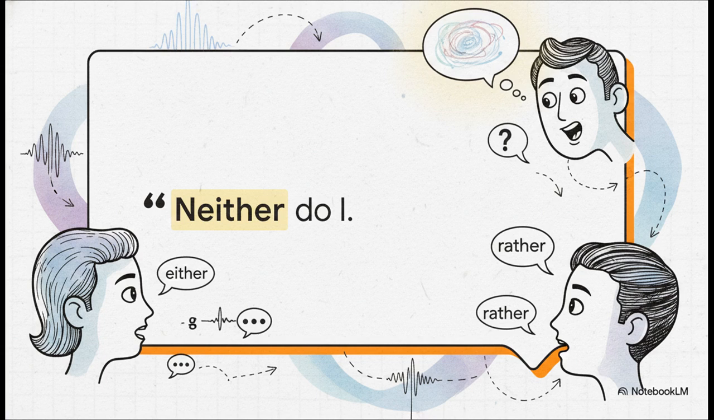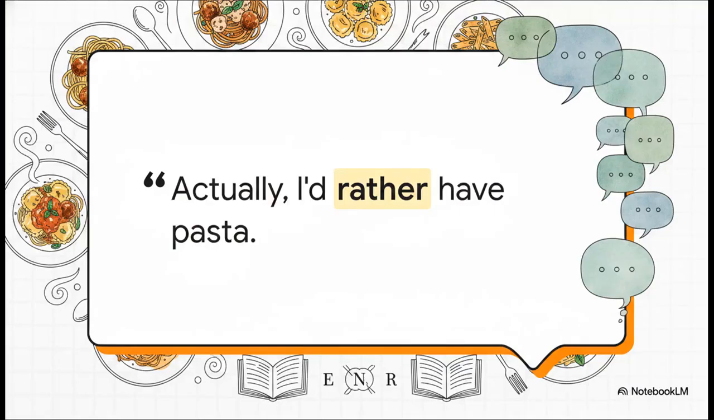So smooth. And finally, after all this talk about sushi, you realize you actually do have a preference. So you say, you know what? Actually, I'd rather have pasta. And just like that, in one quick chat about food, you've used all three words perfectly.